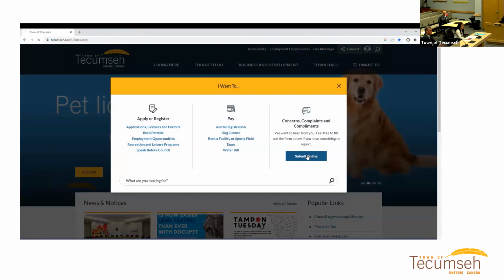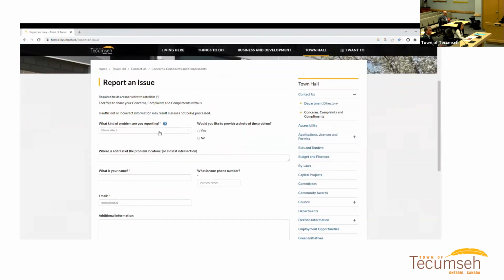So you go to the Submit Online button and it will populate a field to enter the information. So there is a drop down where you would select the appropriate department. And from there, once completed, that will go into the workflow in the CityWorks system and be assigned to the right department.